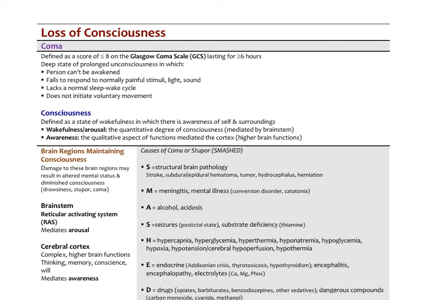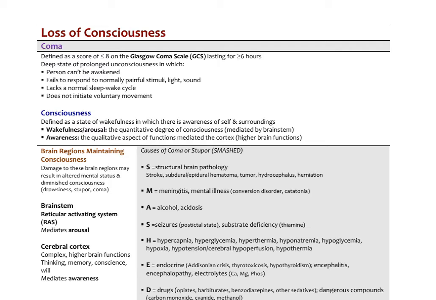So I'm going to say a few words about coma. Again, you're not typically going to be seeing patients in a coma in your office, but it's good to know something about what this is. So by definition, it's defined as a score of 8 or less on what's called the Glasgow Coma Scale, lasting for more than 6 hours. So you can look up what this Glasgow Coma Scale is. It's basically a questionnaire that's checking 3 areas: visual activity, vocal activity, and motor activity. And there's a score of each between 0 and 6.